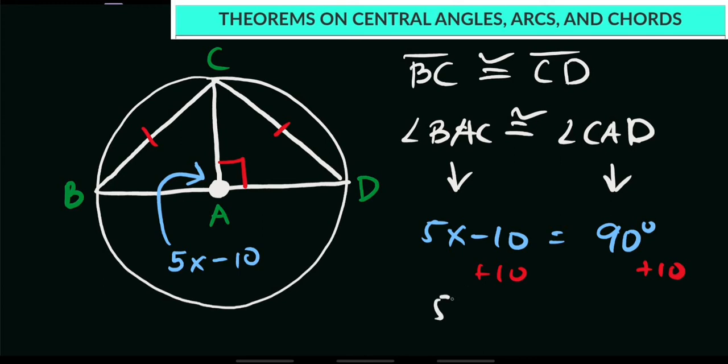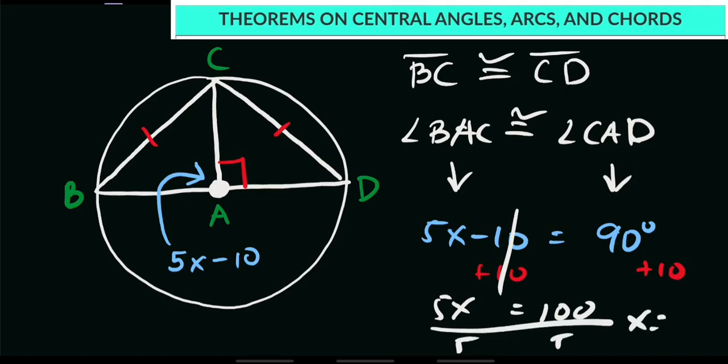Therefore, the 5x stays, and the minus 10 cancels out. We have 90 plus 10, which equals 100. Divide both sides by 5. Therefore, x is equal to 100 divided by 5, that is 20. So that is the value of x.